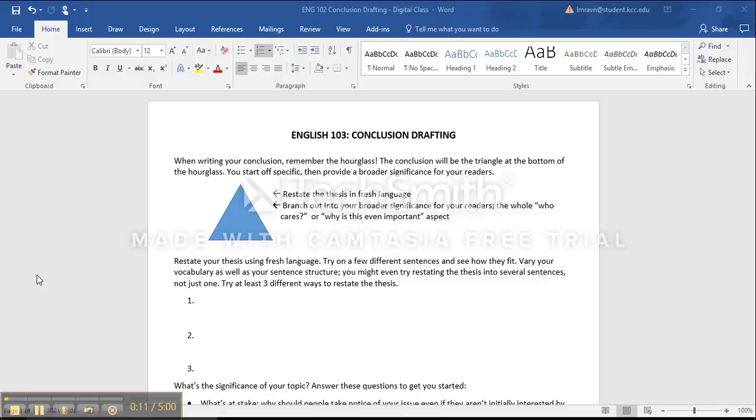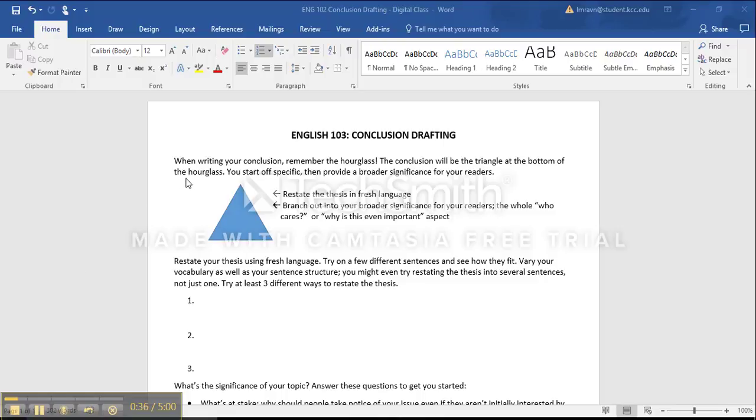What I have planned right now is to go over this conclusion drafting worksheet with you guys. And you can do this a couple of ways. The first way is to follow along with the video and pause it whenever you want to type things or write things down, or you can just listen straight through and then draft afterwards. Of course, the choice is up to you. So let's just go ahead and get started with the worksheet.